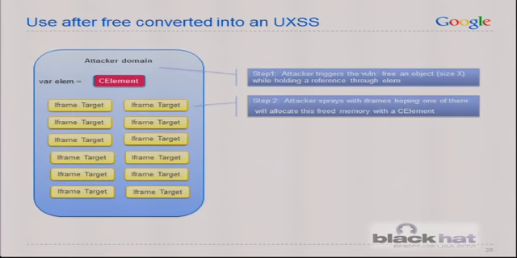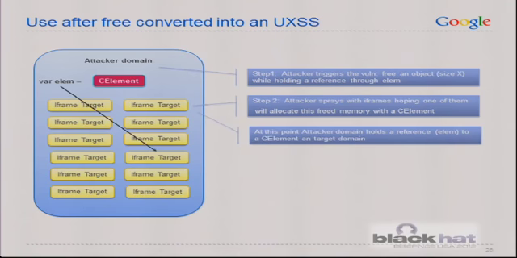The next step is to spray a lot of iframes from a target. In this case, PayPal.com, if it could be framed. I'm not sure if it can be framed, if it has the X-Frame-Options HTTP header or not, but let's say PayPal, eBay, or whatever. So we have in the attacker domain a lot of iframes and a reference to an element that was freed. The idea here is that by spraying iframes, hopefully one of those iframes is going to allocate that chunk with another C element. So at this moment, we have a reference in the attacker domain to an object in the targeted domain.